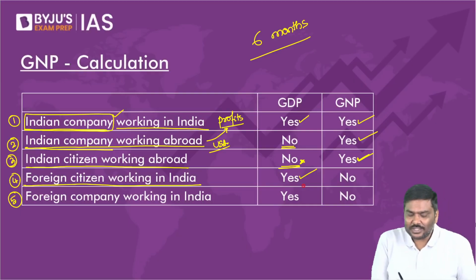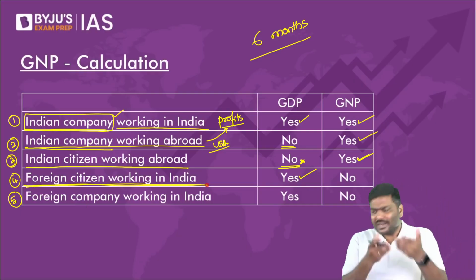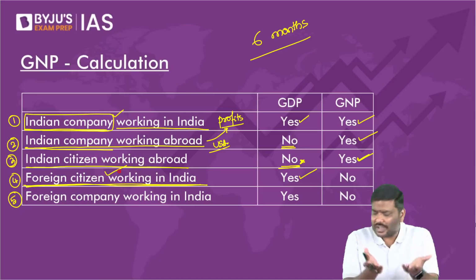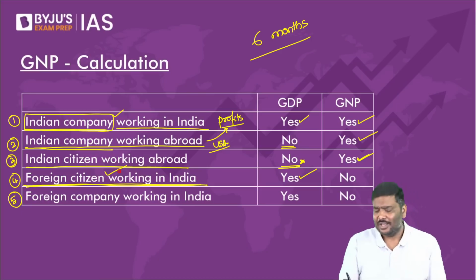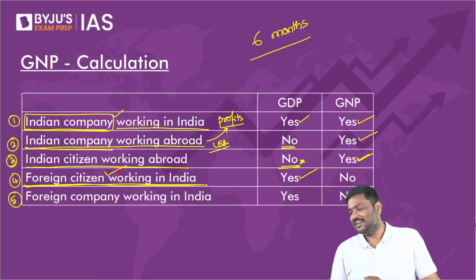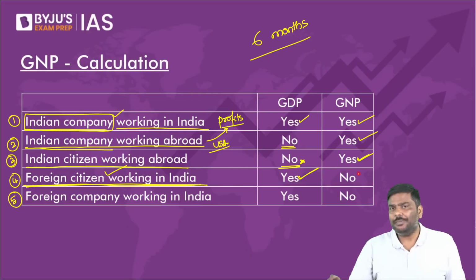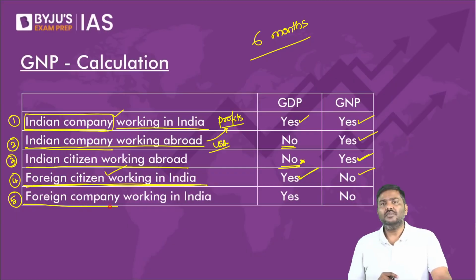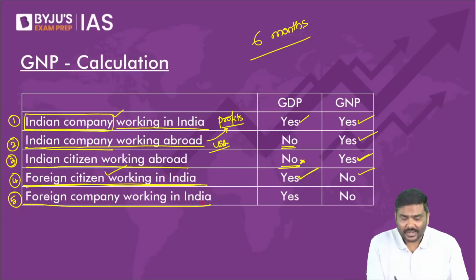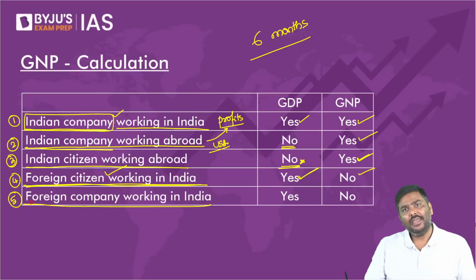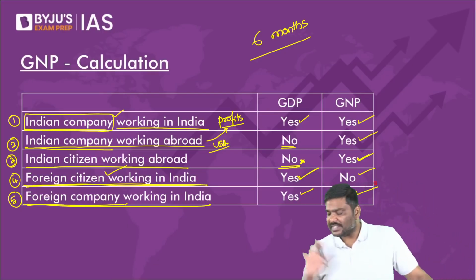Foreign citizen is working in India. So production is happening in India. So GDP, yes. What about GNP? Foreign citizen. Answer is no. Foreign company working in India. GDP, yes. GNP, no. Any difficulty in the 5 examples that I've given?